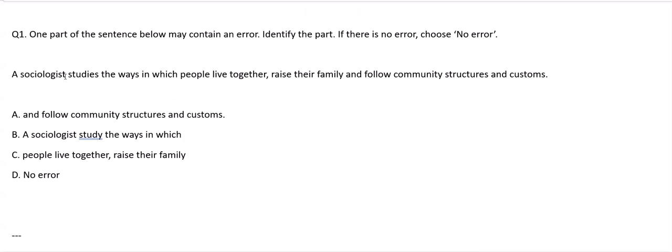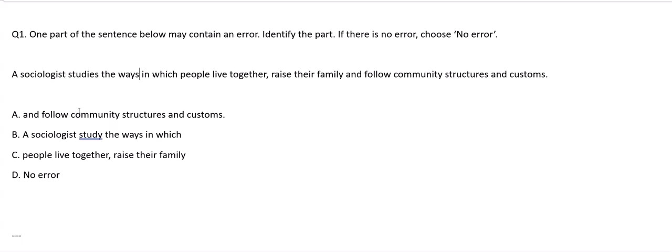The first question is based on error identification. Here, a sentence is given. For example, a sociologist studies the ways in which people live together, raise their family, and follow community structures and customs. This is the sentence given, and there will be options. We have to choose which part of the sentence has the error.